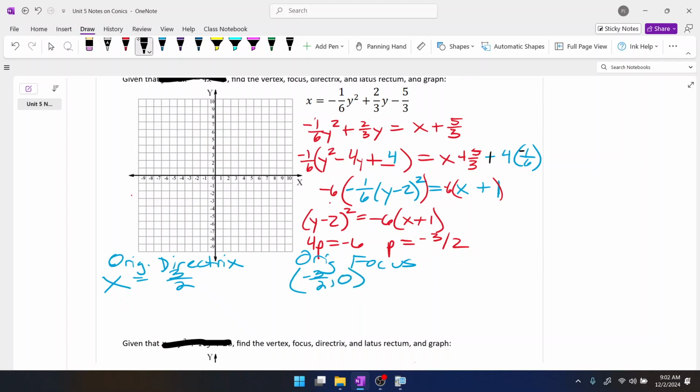But we're going to transform this. Now, first thing we need to know is what our vertex is going to be. Well, our vertex is going to be located at negative 1, 2. So negative 1 and 2. And this is going to be a parabola on its side, so to speak.